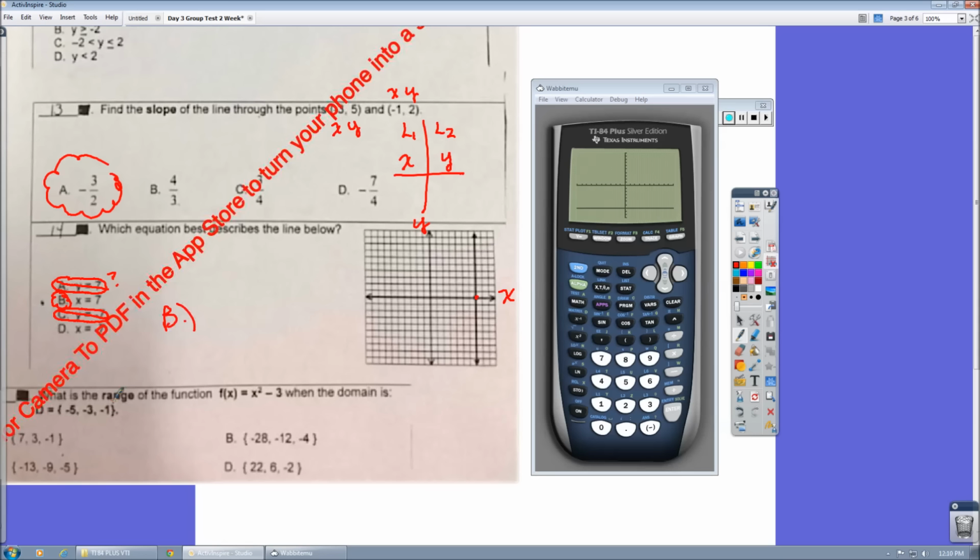All right, here we go, 15. What is the range? The range, where they're asking, what are the y values? And they give you an equation when the x values are -5, -3, -1.